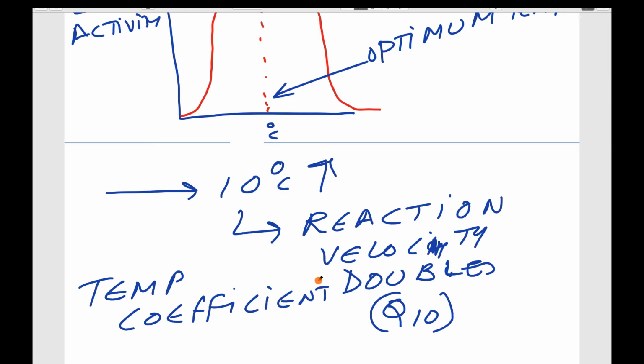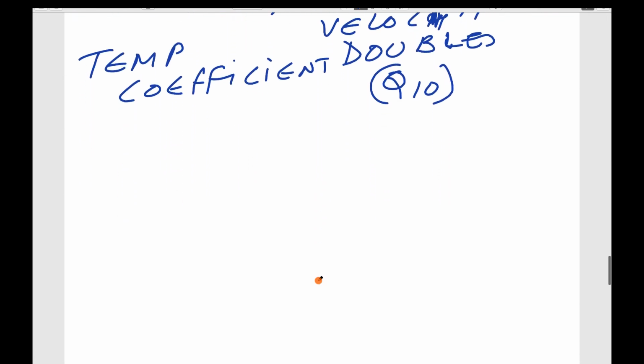This is also up to a certain limit. Same thing, if you decrease the temperature by 10 degrees, the reaction rate will be halved. When it is increased, the reaction will be doubled. At 0 degrees, most of the enzymes are inactive.